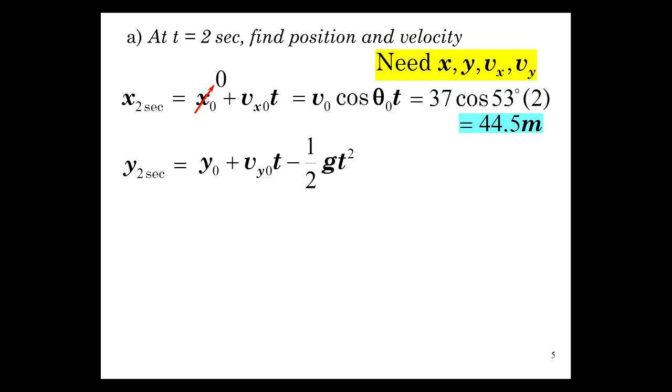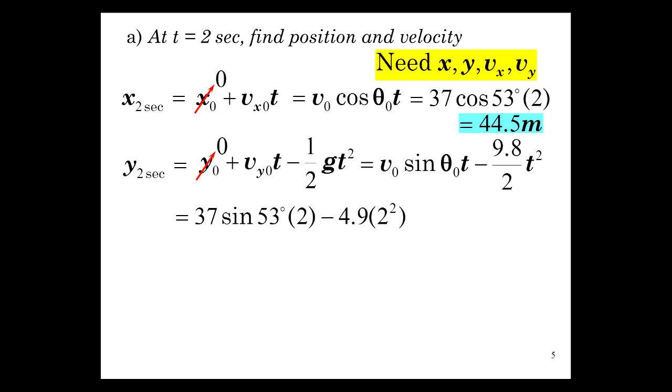Y at 2 seconds, put it into the y position equation. But there is no initial vertical position. We're going to call that 0. I do that generally anyway. Wherever we're at is 0 vertical position. So it's v0 sine of theta 0 t minus 1/2 g t squared. All right, plugging in the numbers, 37 sine of 53 times 2 for time, minus 4.9 times 2 squared, 39.5 meters.